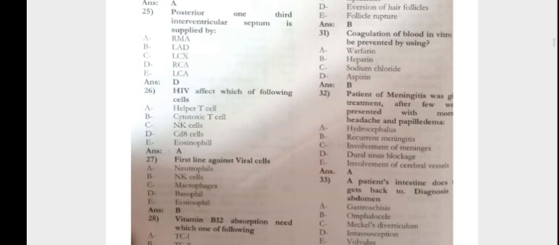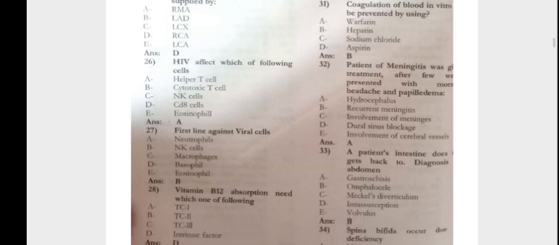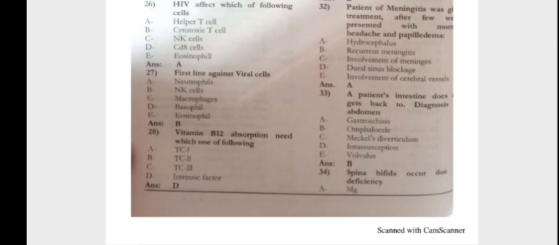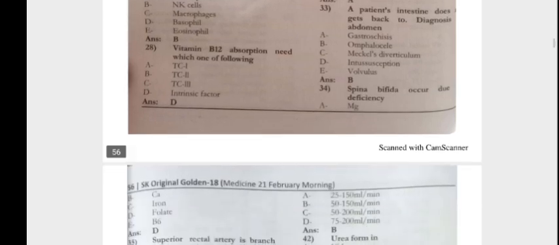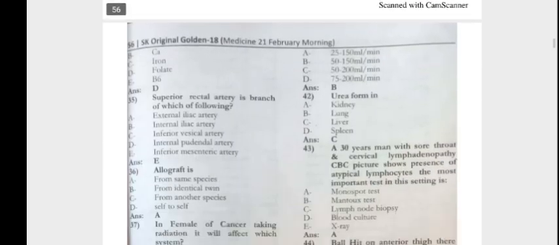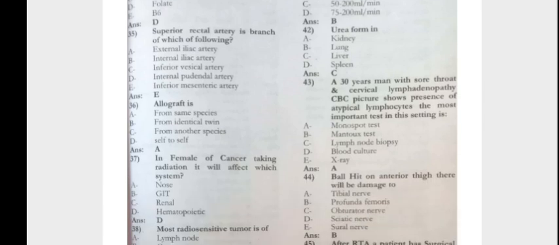A patient of meningitis was given treatment, and after a few weeks presented with morning headache and papilledema. The hydrocephalus. The patient's intestine does not get back, so the diagnosis would be omphalocele. Spina bifida occurs due to deficiency of folate. The superior rectal artery is the branch of which of the following arteries? That is the inferior mesenteric artery.